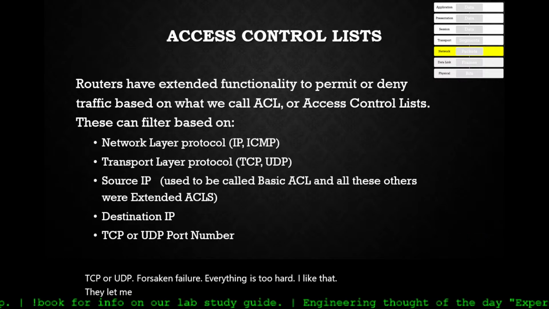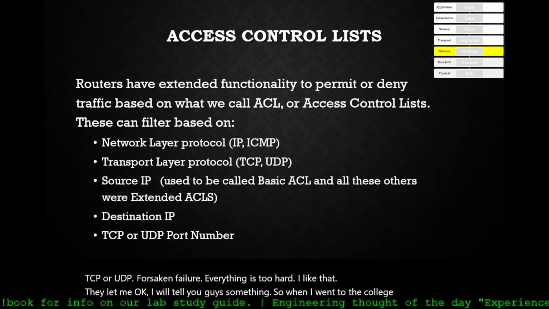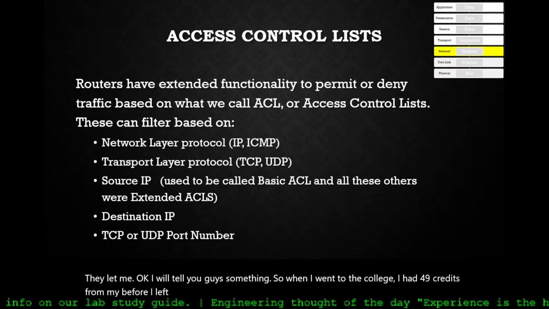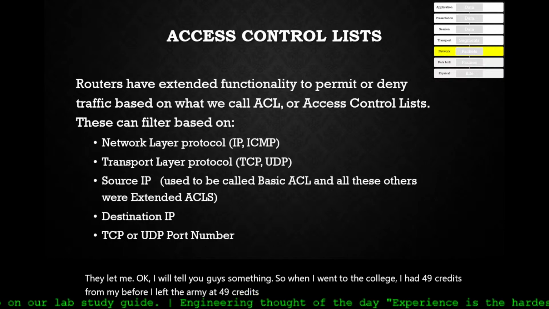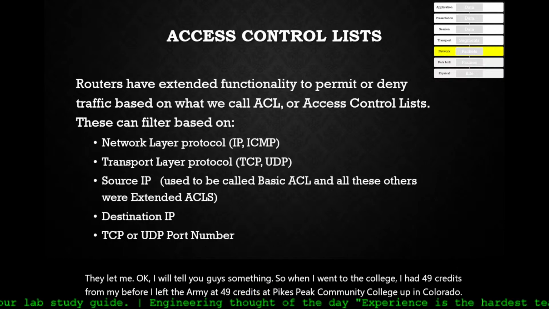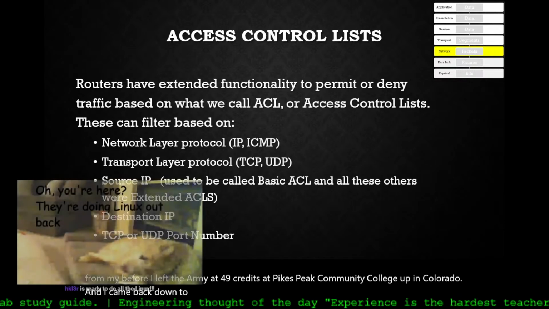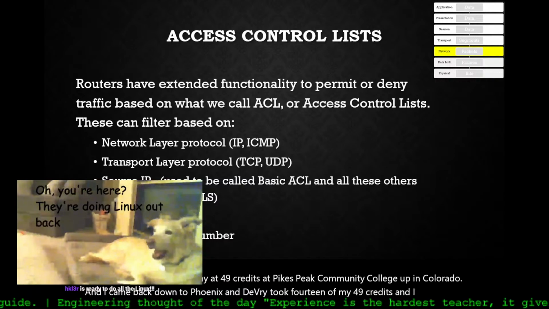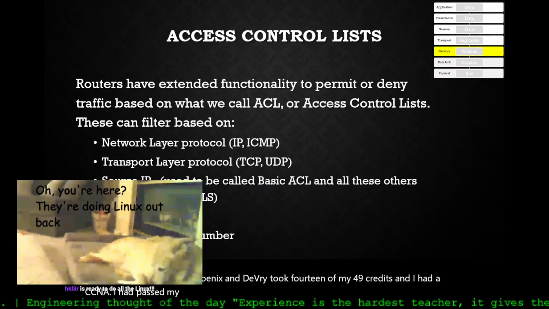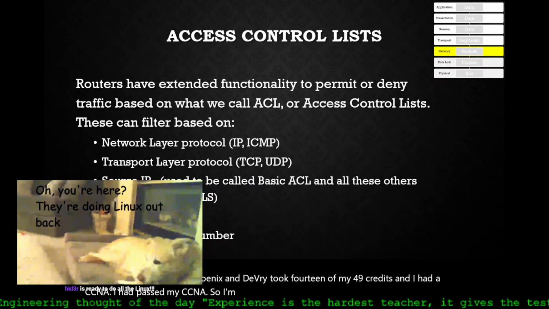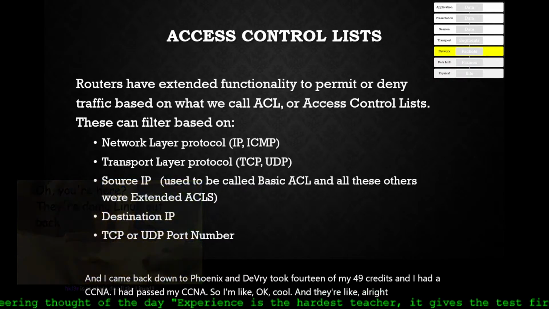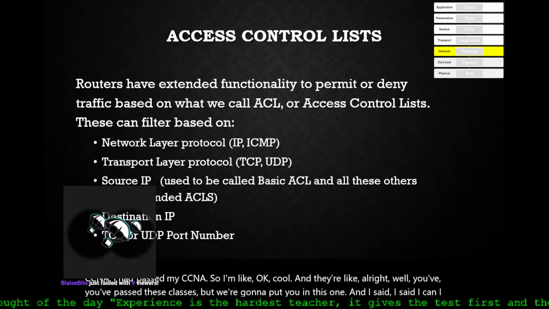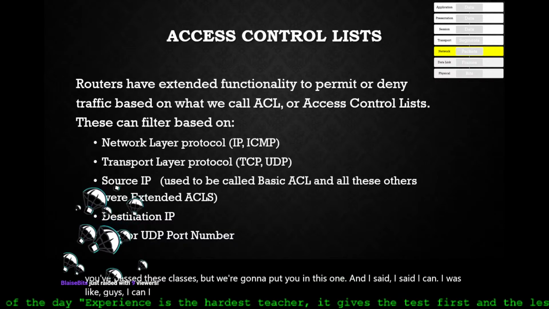I will tell you guys something. When I went to the college, I had 49 credits from before I left the Army. I had 49 credits at Pikes Peak Community College up in Colorado. And I came back down to Phoenix, and DeVry took 14 of my 49 credits. And I had passed my CCNA. So I'm like, okay, cool. And they're like, all right, well, you've passed these classes, but we're going to put you in this one. And I was like, guys, and this was 22 years ago.